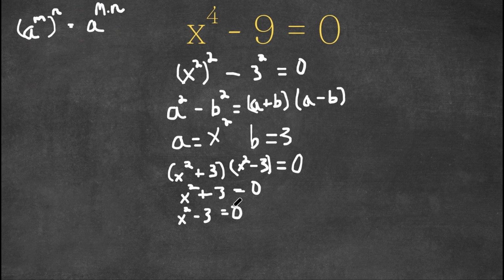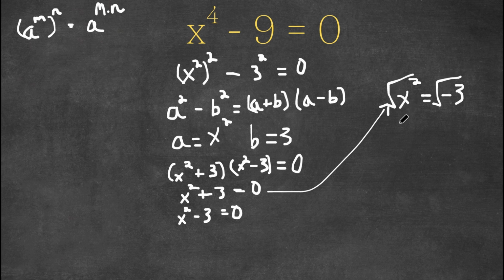So for x squared plus 3 equals 0, we're going to subtract 3 on both sides. So if we subtract 3 on both sides, we get x squared is equal to negative 3. Now, if we take the square root on both sides, we get x equals positive or negative square root of 3i. So this is actually two solutions because we have positive and negative.